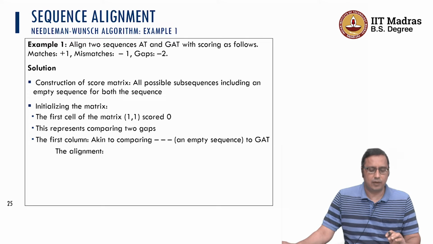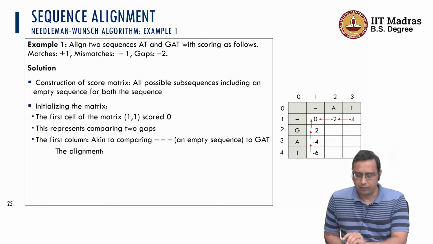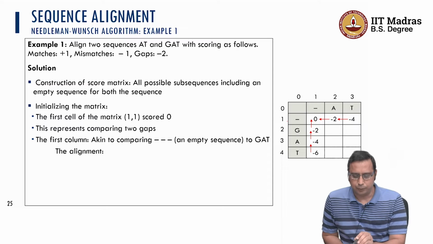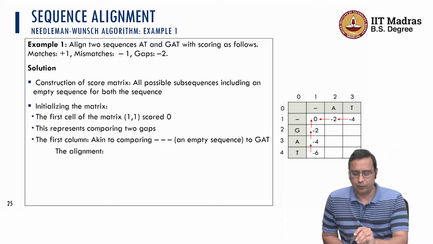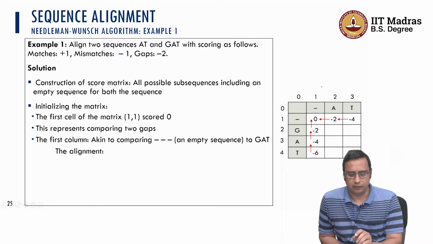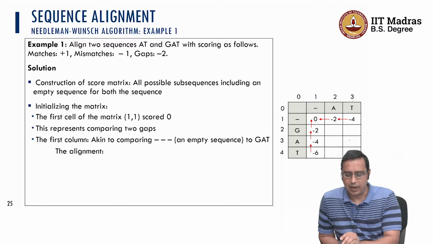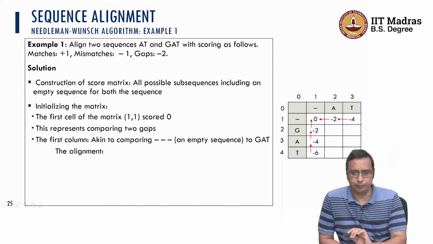Then we initialize the first cell of the matrix, 1, 1, with a score of 0. Here I have constructed that matrix partially. As I told you, n is equal to 3 and m is equal to 2, so we have constructed a matrix of dimension 4 cross 3, and this matrix has 12 elements. We start with a 0 here, which is the first element, 1, 1, scored as 0.